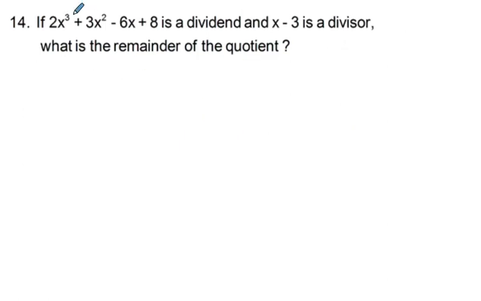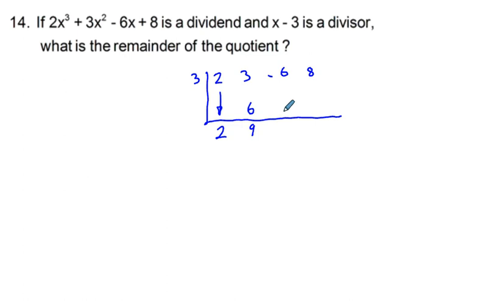Okay, if 2x cubed plus 3x squared minus 6x plus 8 is a dividend, and x minus 3 is a divisor, what is the remainder of the quotient? So we can find that out in a couple different ways, but the one we've been doing is using synthetic division. So we put 3 out here, and we're going to put 2, 3, -6, and 8. We're going to bring down the 2, so we get 2x squared, so that's 2. 3 times 2 is 6. 6 plus 3 is 9. 3 times 9 is 27. -6 plus 27 is 21. And 3 times 21 is 63. And our remainder is going to be 8 plus 63, or 71. So our remainder is equal to 71.